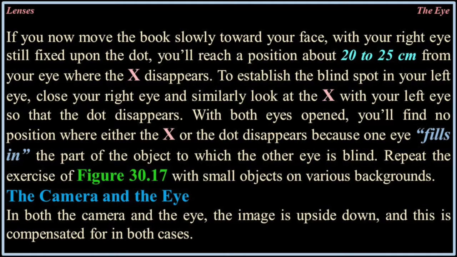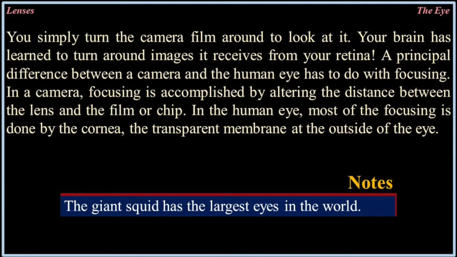The camera and the eye: in both, the image is upside down, and this is compensated for in both cases. You simply turn the camera film around to look at it. Your brain has learned to turn around images it receives from your retina. A principal difference between a camera and the human eye has to do with focusing. In a camera, focusing is accomplished by altering the distance between the lens and the film or chip. In the eye, most of the focusing is done by the cornea, the transparent membrane at the outside of the eye.